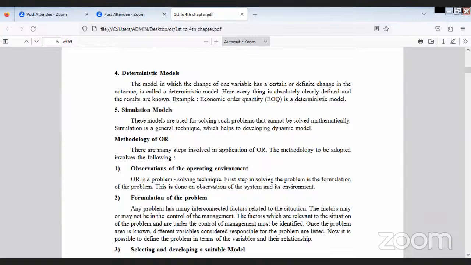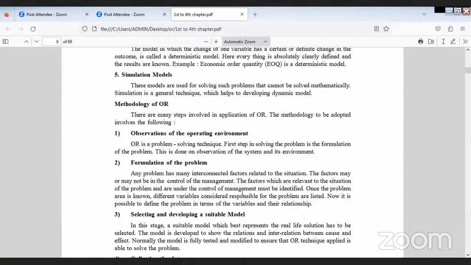Operation research and LPP are the same here. Solving techniques. The first step in solving the problem is the formulation of the problem. This is done through observation of the system and its environment. Any problem has many interconnected factors related to the situation. The factors may or may not be in the control of the management.